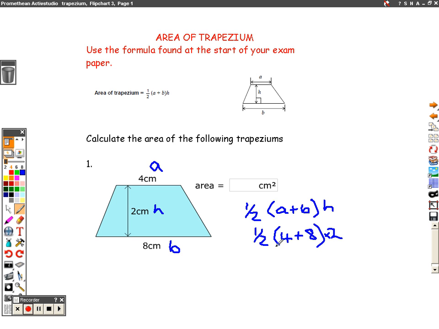So, remember BODMAS, so do your brackets first. 4 plus 8 gives you 12, times by 2 and times by a half. Now, you can type in 0.5 times 12 times 2, or if it's non-calculator, take a half of one of your values. So a half of 12 gives you 6. 6 times 2, your answer is going to be 12 centimetres squared.